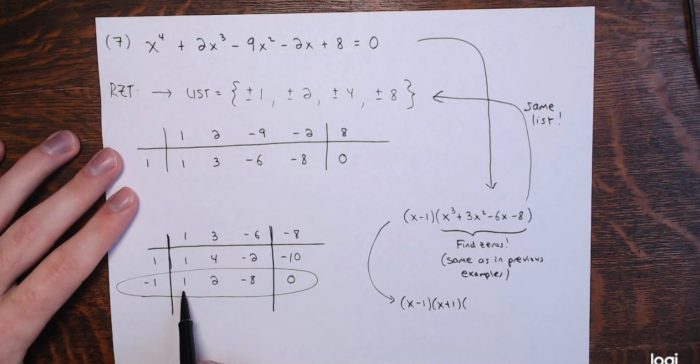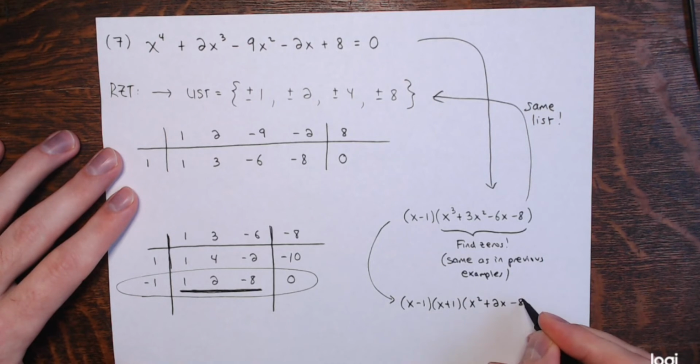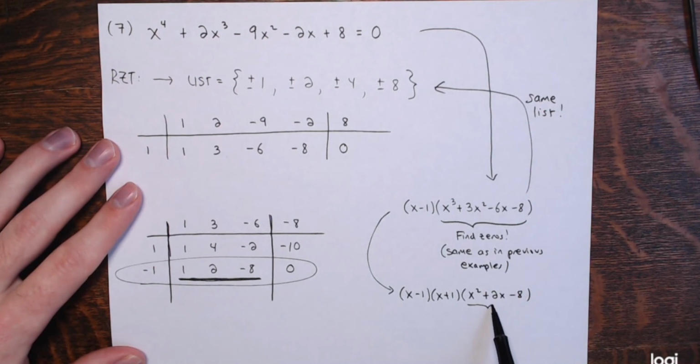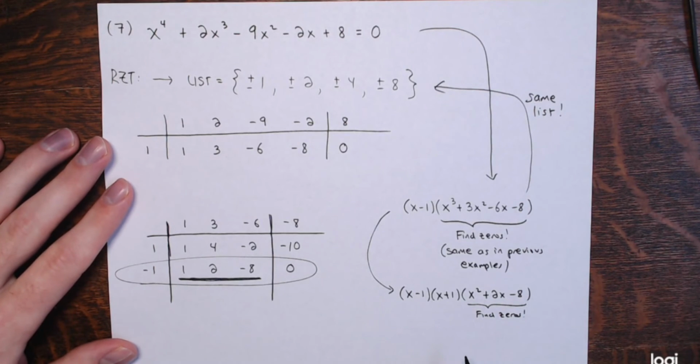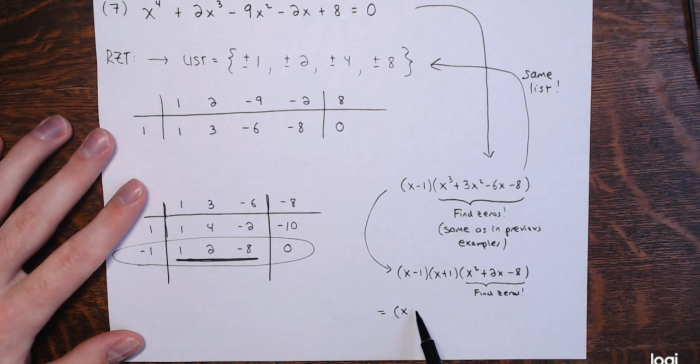And then we have these numbers here, which are going to be the coefficients of a quadratic. 1x squared plus 2x minus 8. And now I'm finding the zeros of this, which you can use the quadratic formula for, or try factoring. This one's actually factorable. Right? So we have finally x minus 1 times x plus 1, and x squared plus 2x minus 8 factors to x plus 4 times x minus 2.